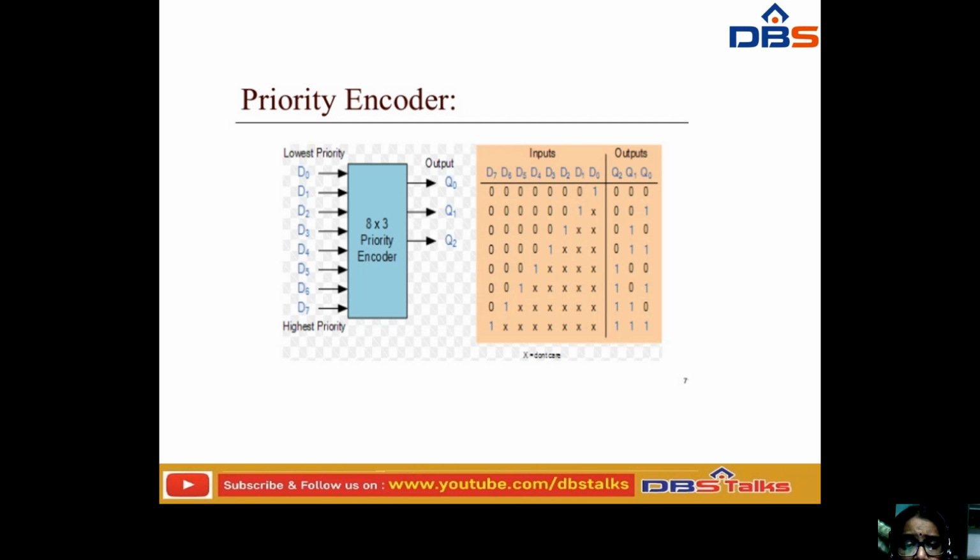So for D0, D1, D2, D3, D4, D5, we have given the priority. At D7, we kept the value to 1. So this is about the priority encoder.